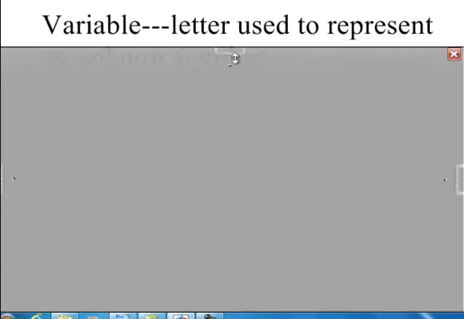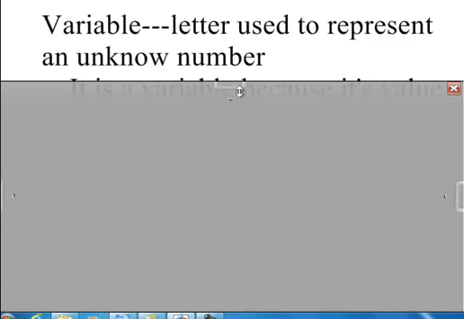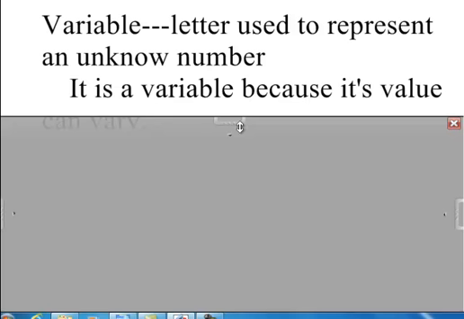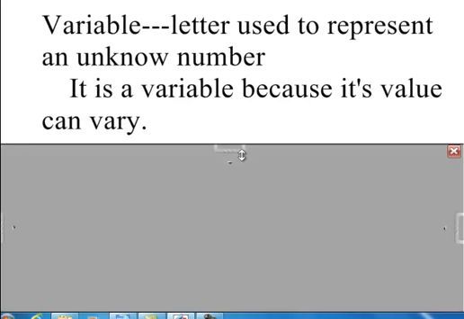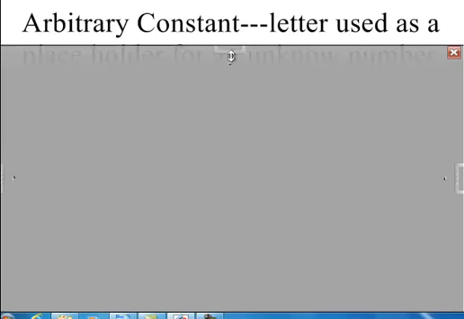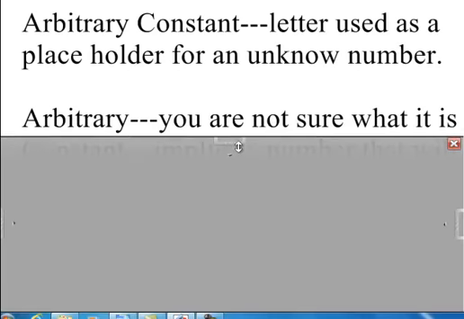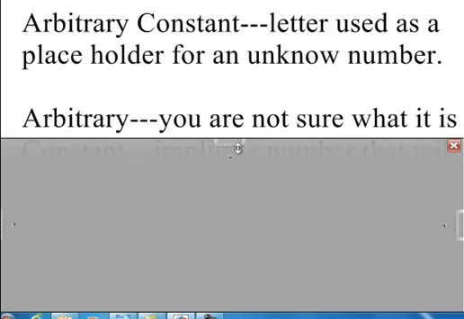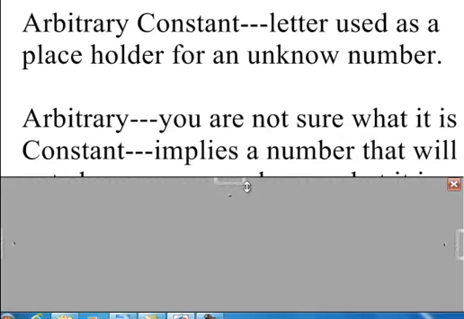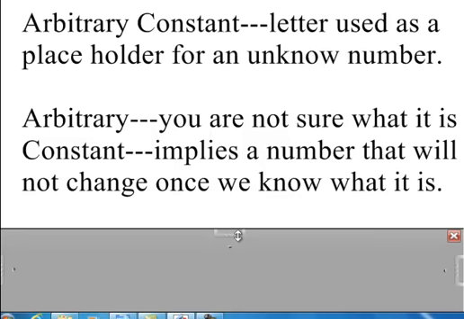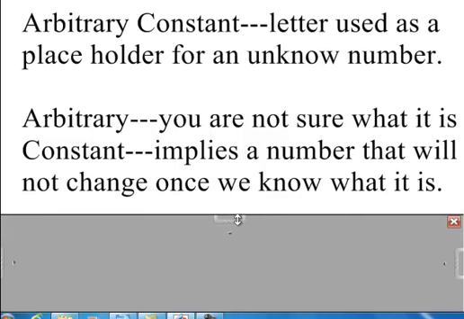Okay, so what is a variable? A variable is a letter used to represent an unknown number. It's a variable because its value can vary. Now when it comes to an arbitrary constant, it's a letter used as a placeholder for an unknown number. Arbitrary because you're not quite sure what it is, and constant implies that a number will not change once we know what the number is.